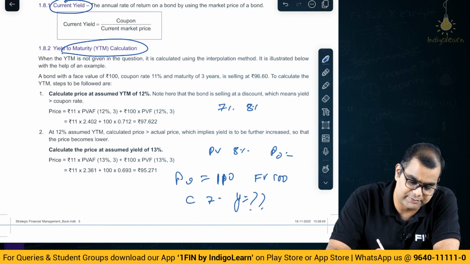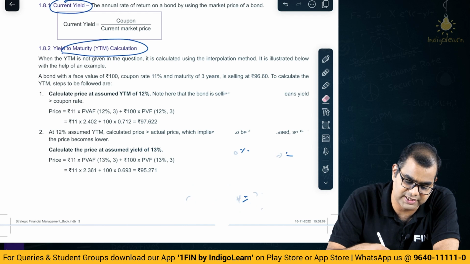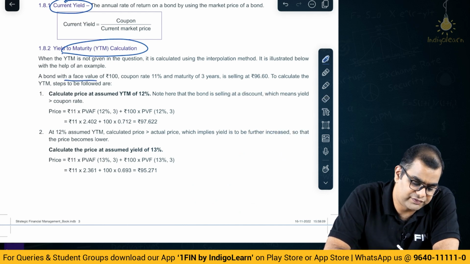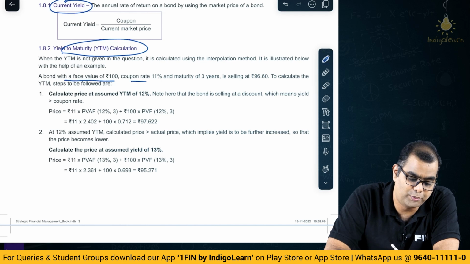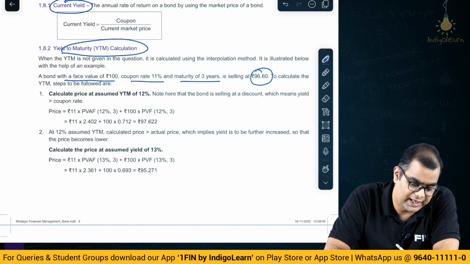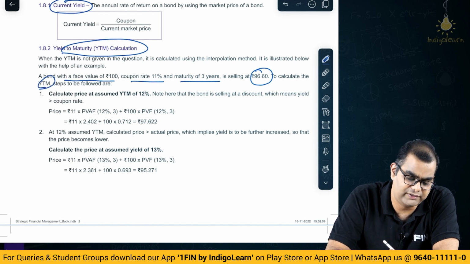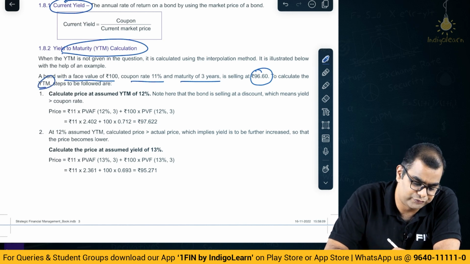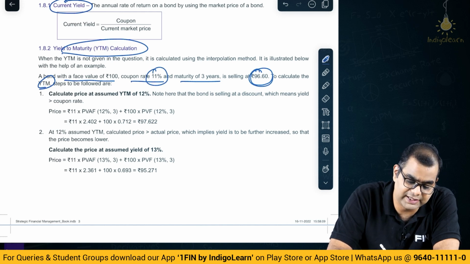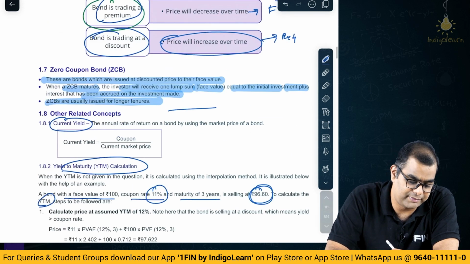So, we will take an example. Let us take a simple example to understand this part. A bond with face value of 100, coupon rate of 11, maturity of 3 years is selling at 96.6. So, price is known. Calculate the YTM. Here we will assume it is annual coupon, very simple. If the coupon rate is 11 and it is selling at a discount, please come back to this point.